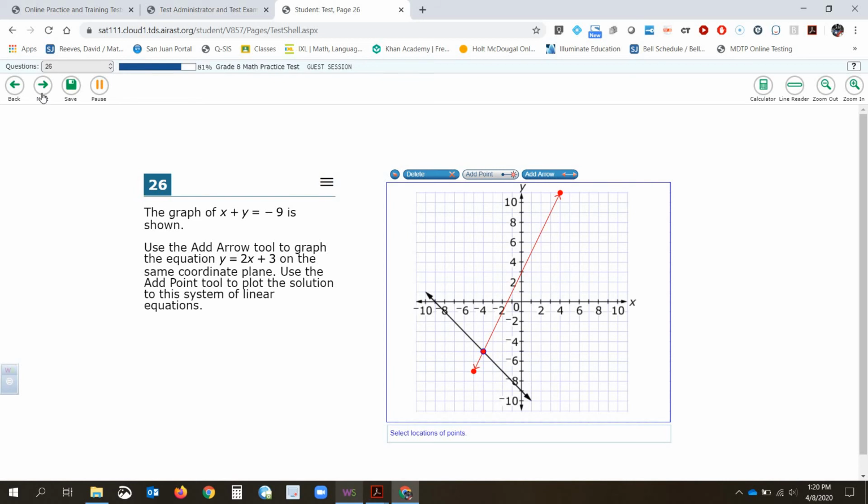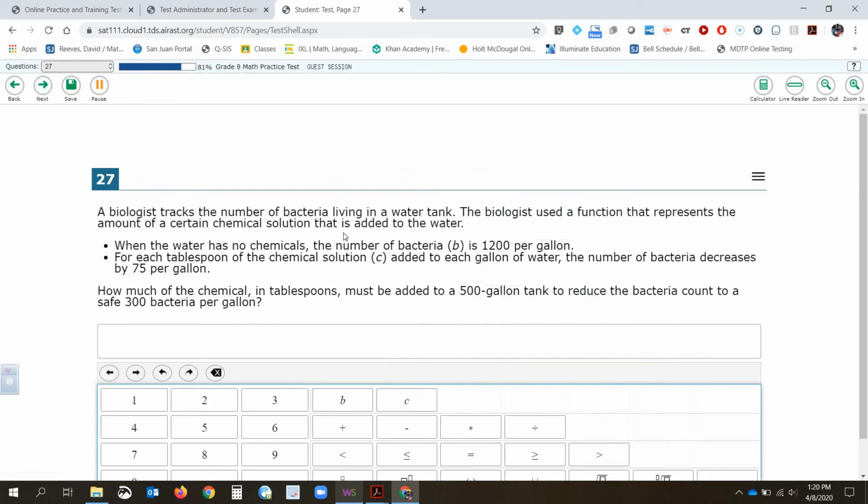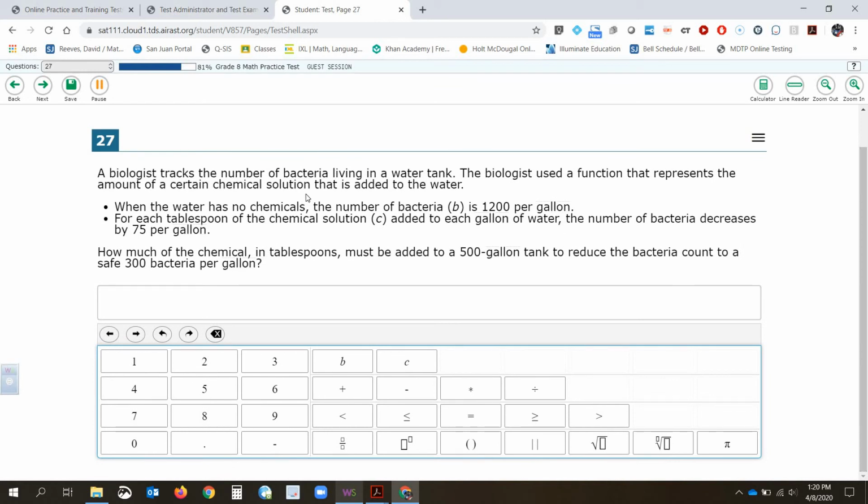Next question, question 27. I think this is the last one in this video, right? Yeah. All right, here we go. A biologist tracks the number of bacteria living in a water tank. The biologist used a function that represents the amount of a certain chemical solution that is added to the water.